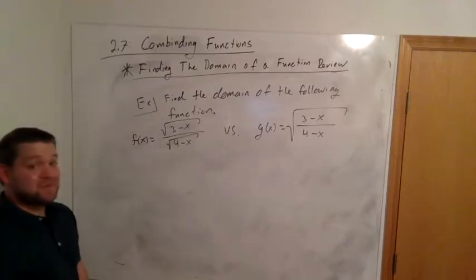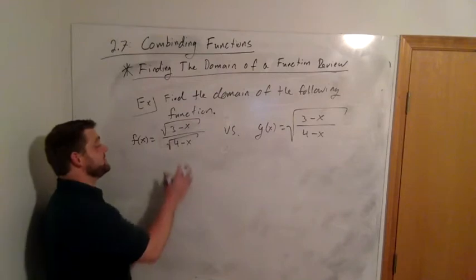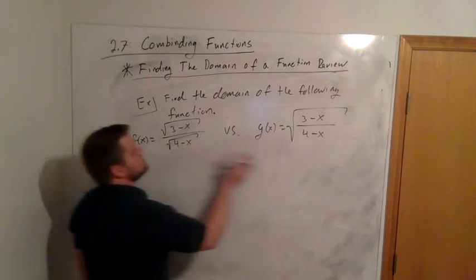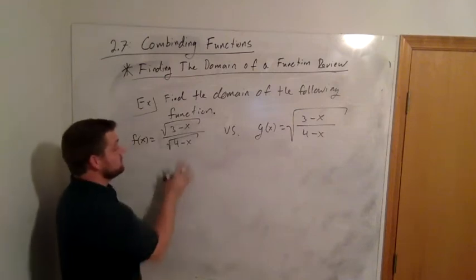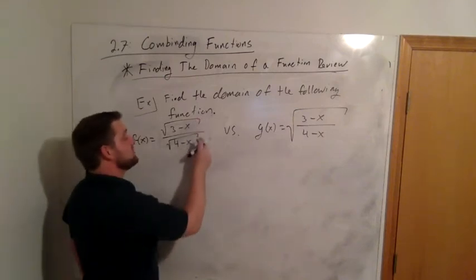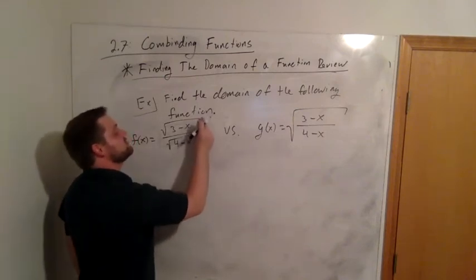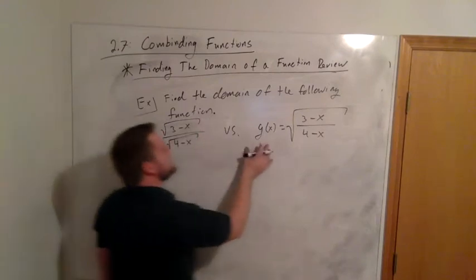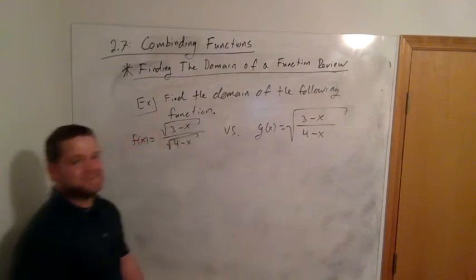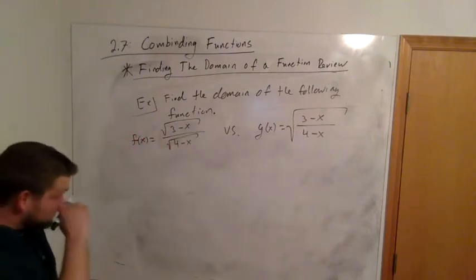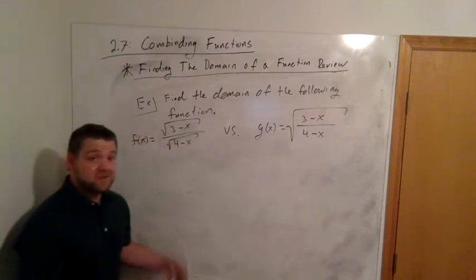In this one, I'd like to compare the differences between finding the domain of f versus finding the domain of g. Notice that these functions are pretty similar. For this one, I have the square root distributed to the numerator and denominator. Here, I have the 3 minus x over the square root of 4 minus x all inside of the square root. Okay, so let's do these each separately. If you'd like, pause the video and try this out on your own.